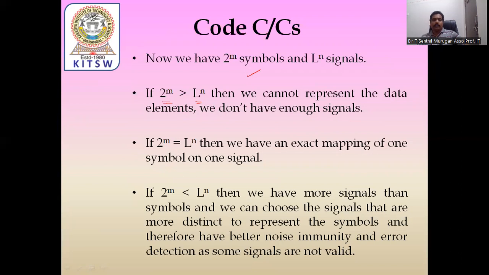But in case 2^m is equal to the number of signal levels, we have an exact mapping of one symbol onto one signal. If both are equal, we can have the same signals. If 2^m is less than L^n, we have more signals than symbols, so we have more signal levels compared with the data. So there is better noise immunity and error detection if some signals are not valid.